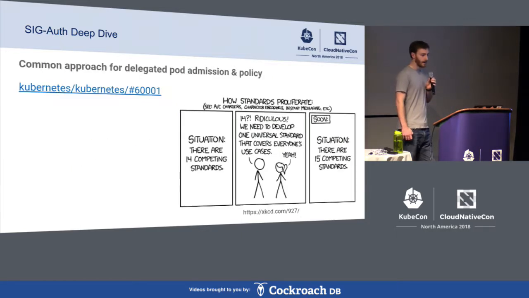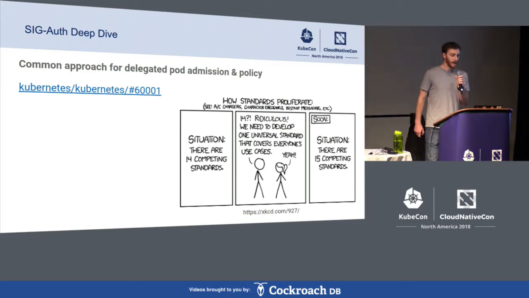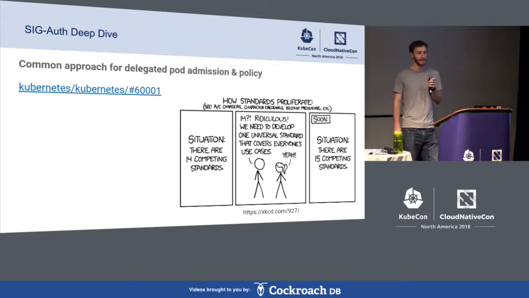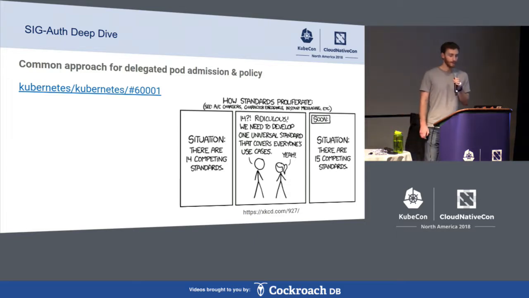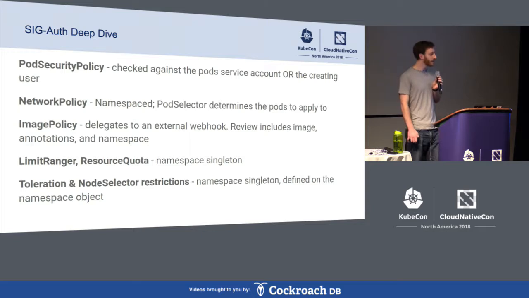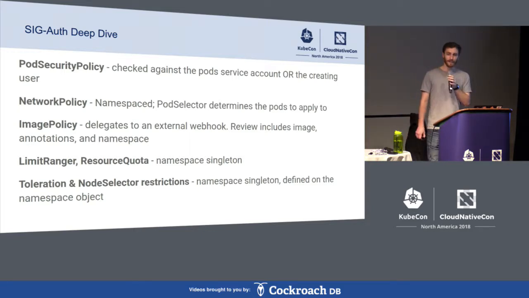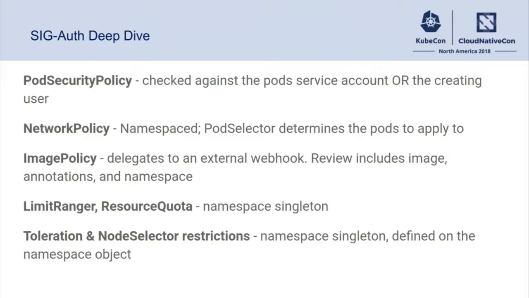So the next problem we wanted to talk to you about is pod admission and policy. We have a bunch of built-in policy controllers in Kubernetes. We have pod security policy, network policy, image policy, a bunch of others. They all work kind of slightly differently, especially in the way that we bind the policy to decide whether this policy should be applied to this request.